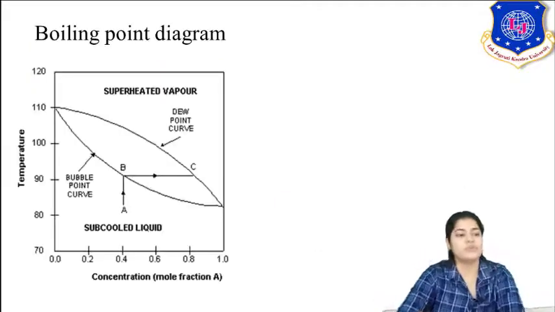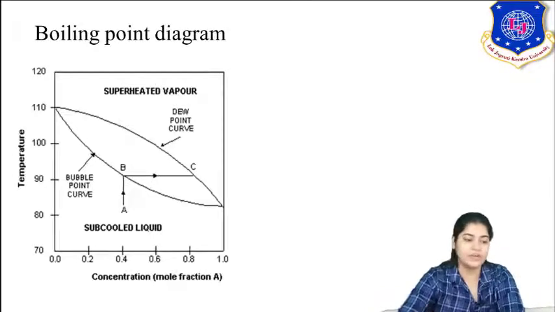Now let's have an overview of the boiling point diagram. This is the boiling point diagram. You can see the subcooled liquid is first of all heated. That line AB shows the heating process. We are heating the subcooled liquid.